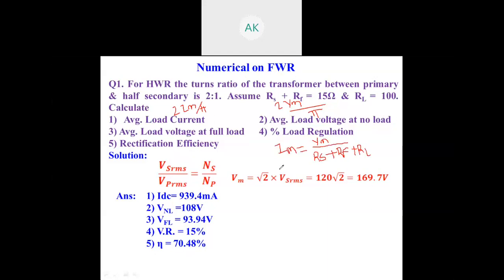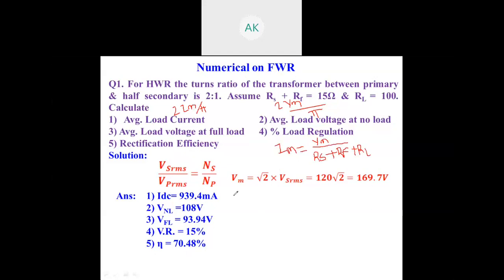So what will be the Im value? You have to simply plug this in, so you will have Vm divided by Rs plus Rf plus RL. So we have that here. Simply plug this in and find these values, so you will have the IDC. What about the VDC at no load? This expression we have already found.